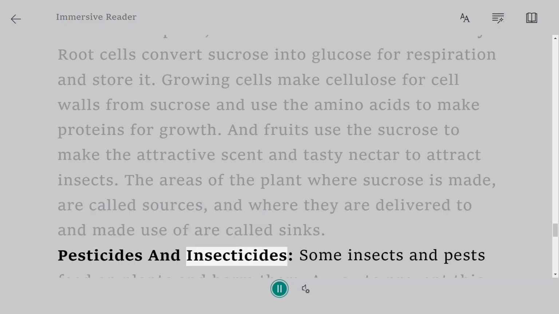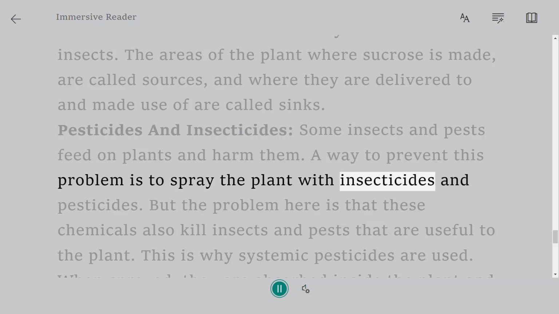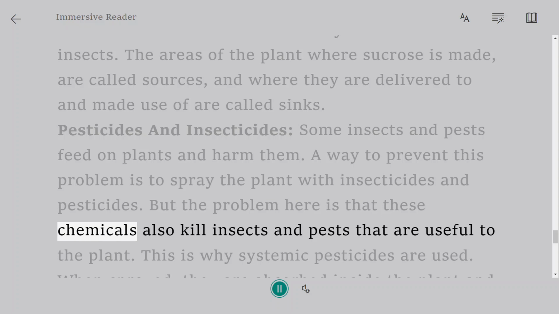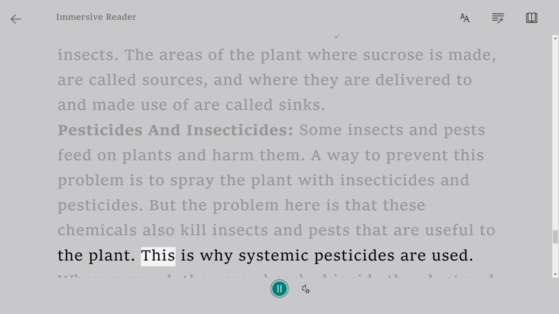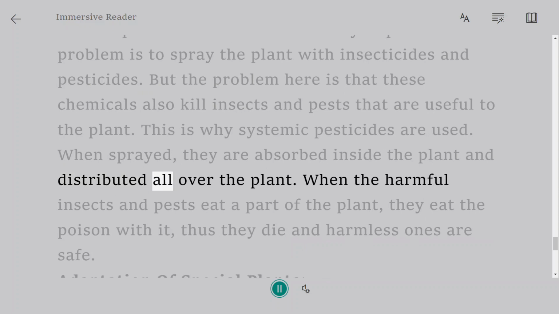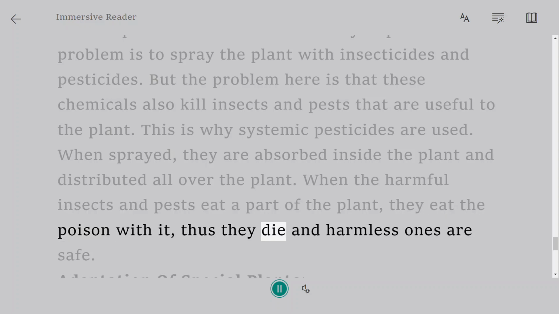Pesticides and insecticides: some insects and pests feed on plants and harm them. A way to prevent this problem is to spray the plant with insecticides and pesticides. But the problem here is that these chemicals also kill insects and pests that are useful to the plant. This is why systemic pesticides are used. When sprayed, they are absorbed inside the plant and distributed all over the plant. When the harmful insects and pests eat a part of the plant, they eat the poison with it, thus they die and harmless ones are safe.